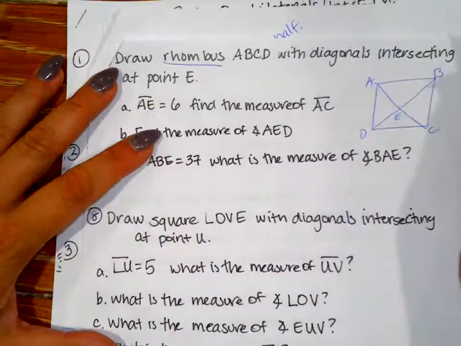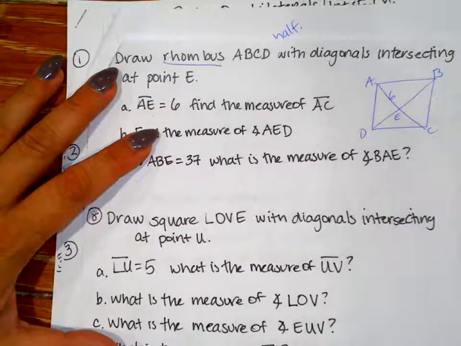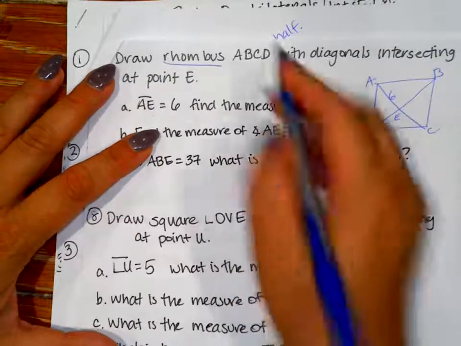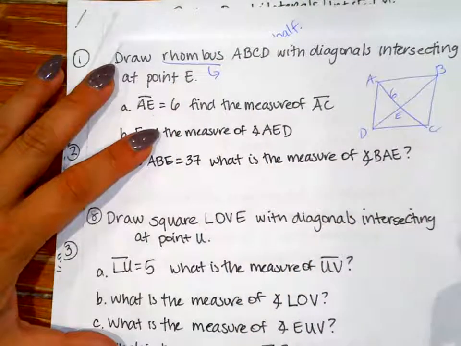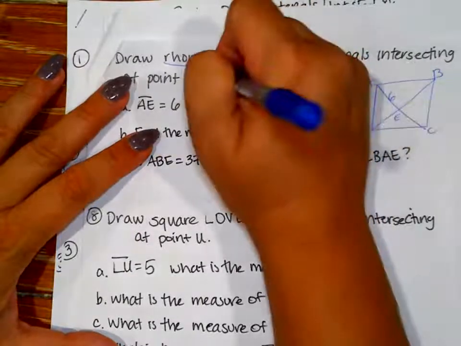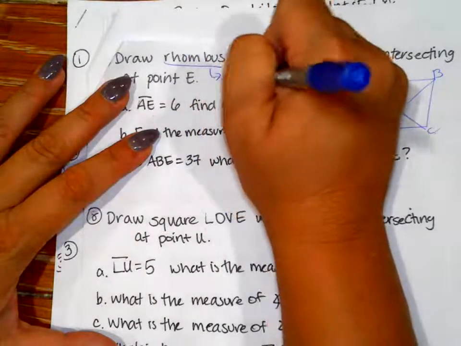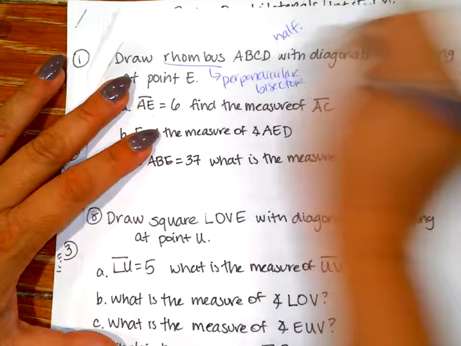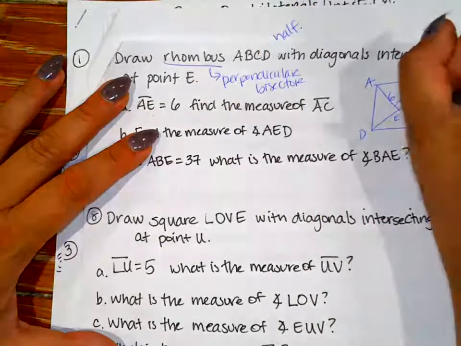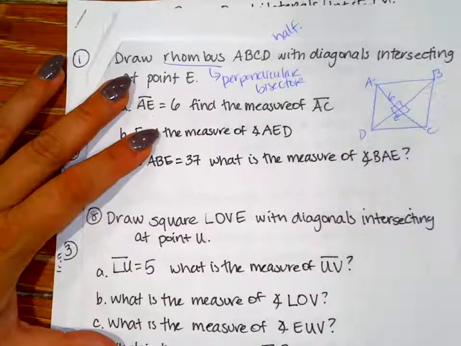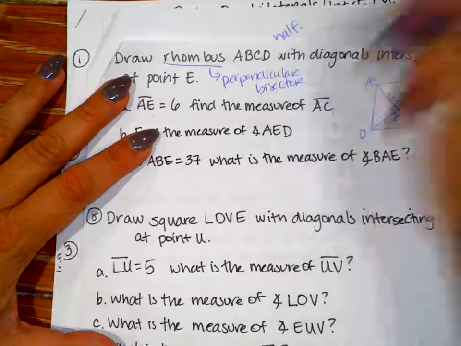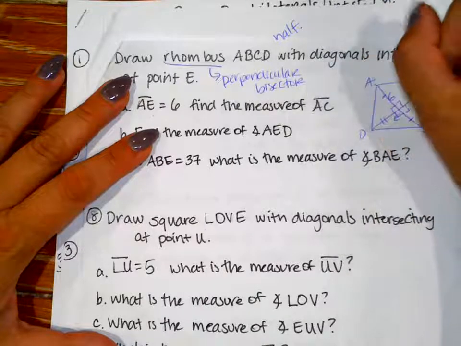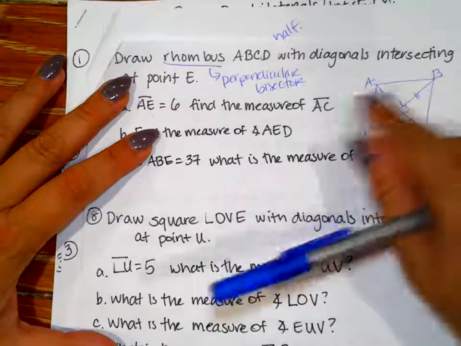Okay, AE is 6. They want the measure of AC. When you're doing this, you have to know what happens to diagonals on the inside of a rhombus. It creates perpendicular bisectors. So every angle inside here becomes a 90-degree angle. And this becomes congruent to that because they bisect each other. They're not equal, but they bisect each other.